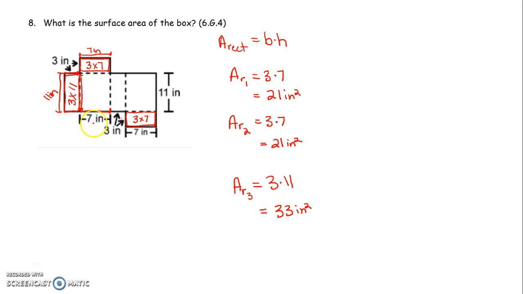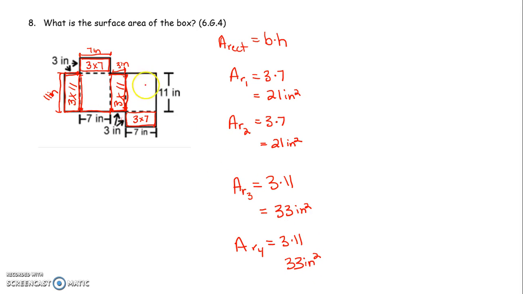There's going to be another rectangle that completely matches that within the box, because that might be the one side of the box. The opposite side of the box has to exactly match. So if I look at this little skinny rectangle in here, if that edge is 3, oh great, that top edge right there must also be 3 inches. If this is 11, then I know this right here is also 11. So this little skinny rectangle is also a 3 by 11. So I'm going to call that rectangle 4. The area of rectangle 4, base times height, would also be 3 times 11, or 33 square inches.